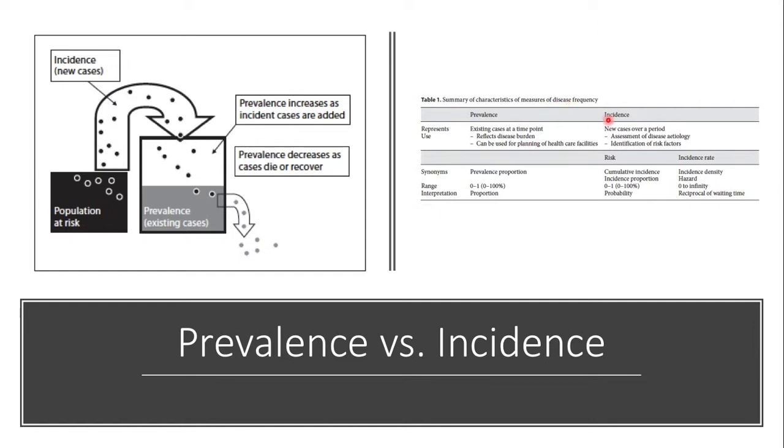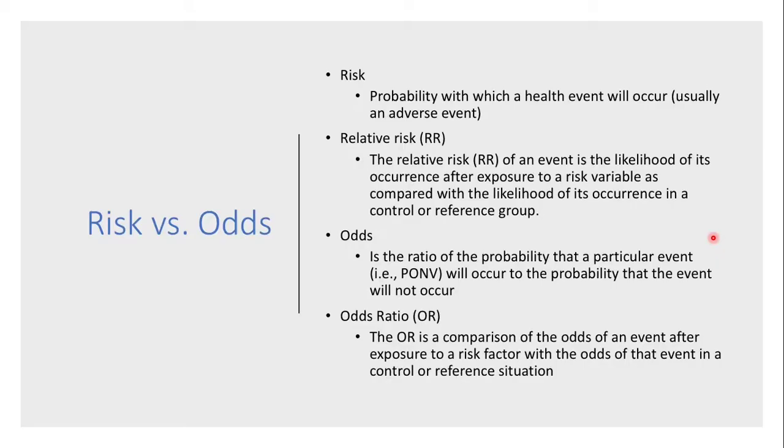Here are some characteristics of measures of disease frequency that I think are helpful for understanding. Prevalence represents existing cases at that point in time. Incidence can represent cases over a period of time. Prevalence can reflect disease burden, whereas incidence may be an assessment of disease etiology and identification of risk factors. And you can see some synonyms here. They're both usually on probability 0 to 100 ranges, and so on.